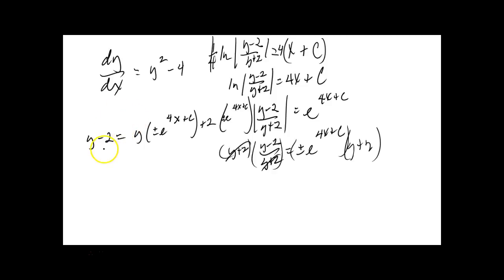Now, what I'm going to do next is add 2 to both sides and subtract this y term from both sides. So add 2 and subtract y.